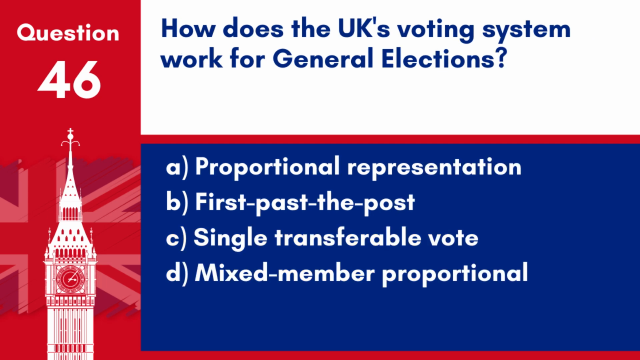Question 46. How does the UK's voting system work for general elections? A. Proportional representation. B. First past the post. C. Single transferable vote. D. Mixed member proportional. Answer: B. First past the post. The UK uses the first past the post voting system for general elections, where the candidate with the most votes in each constituency wins.